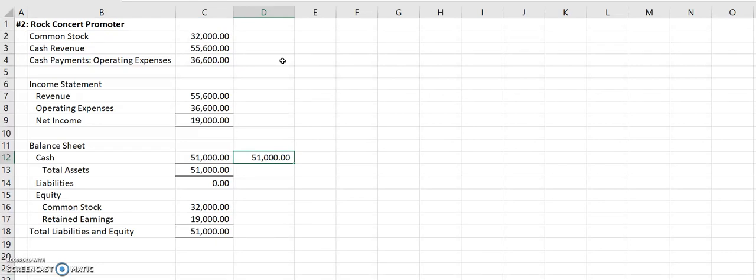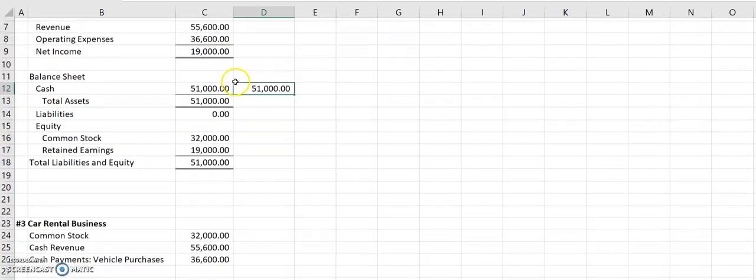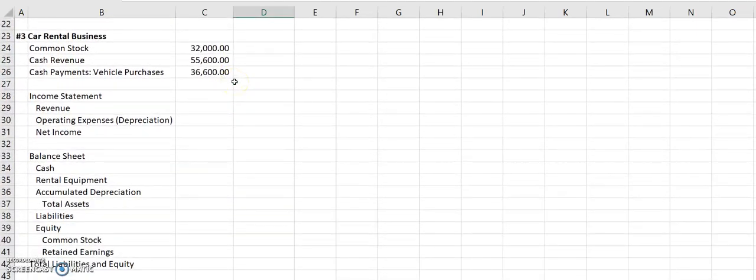Okay. So moving on to the second scenario. Again, we're starting from the same point where we had common stock, $32,000 that we received from the sale of that common stock. Our cash revenue is still $55,600. But in this scenario, we have a car rental business. That's our business that we're considering here. So these cash payments were actually for the purchase of the vehicles that we will be renting out to our customers.